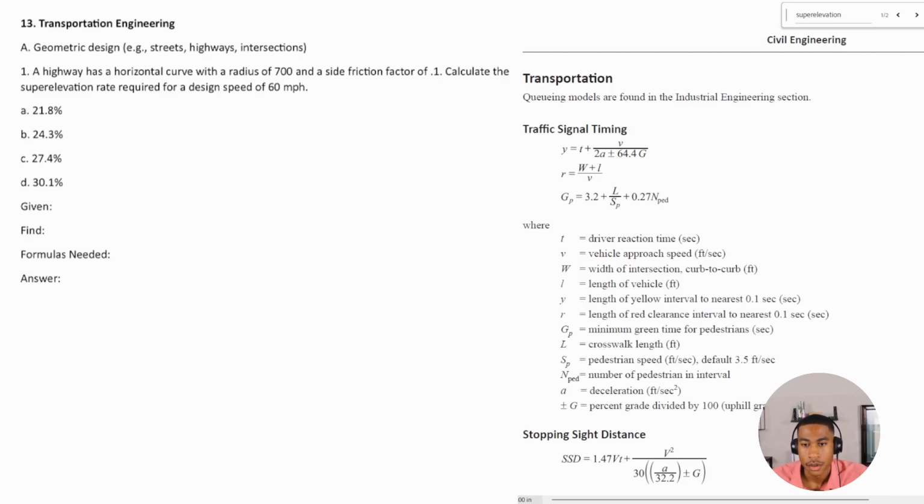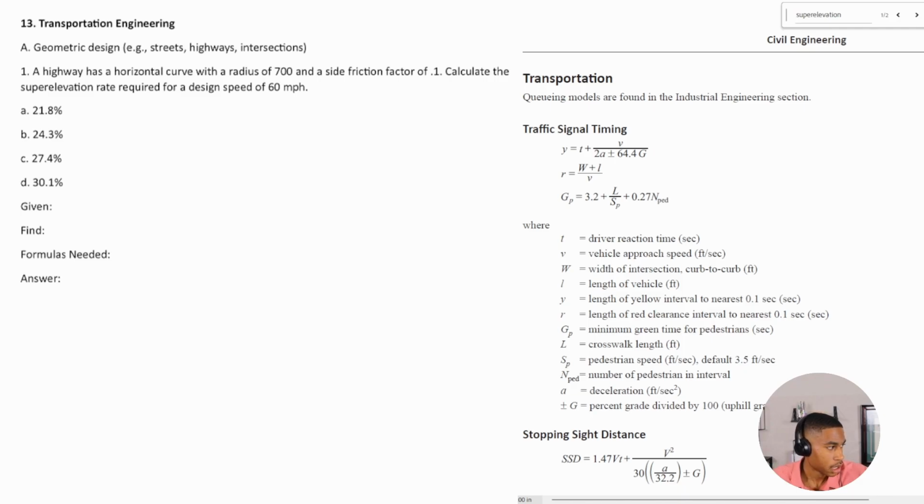Today in this video, we're going to be starting transportation engineering. And we're going to be focusing specifically on geometric design. And so I have a few practice problems for you all. So let's dive right in.